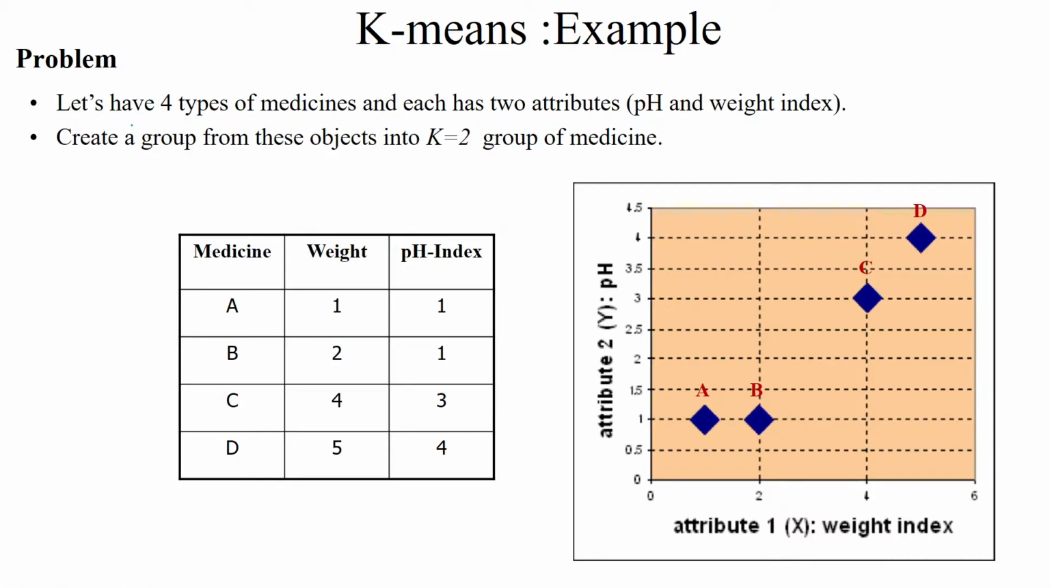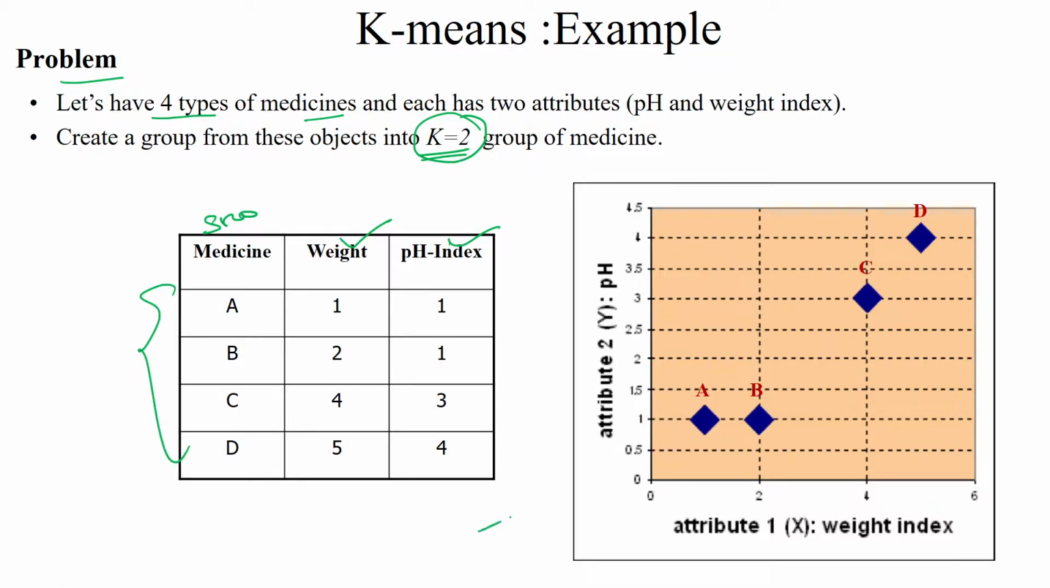Now, I am taking one problem statement. My data set has four samples. The samples belong to medicines. The samples have two attributes: one is the weight and the other is the pH index. This is the serial number. My input K value is 2, which means I want to make two clusters from this given data set.